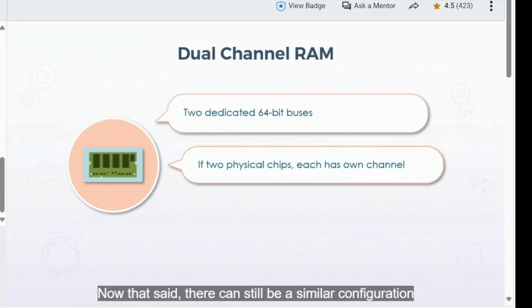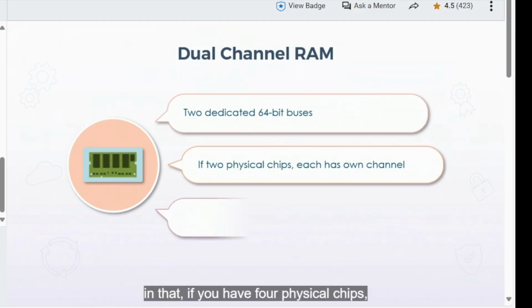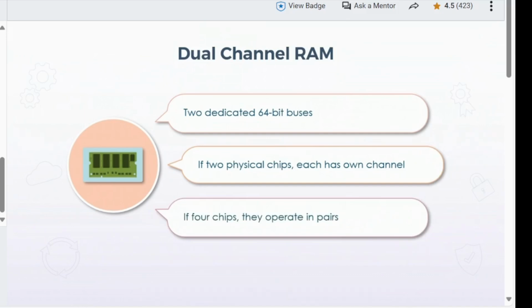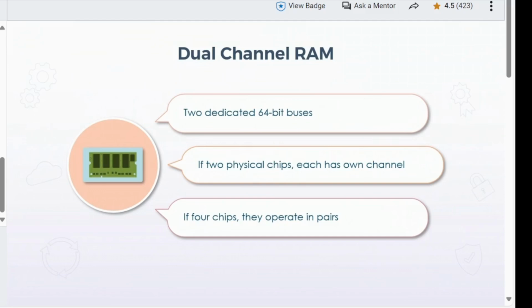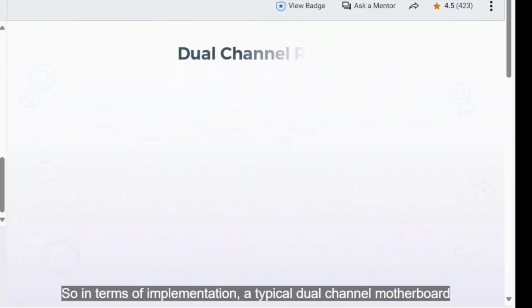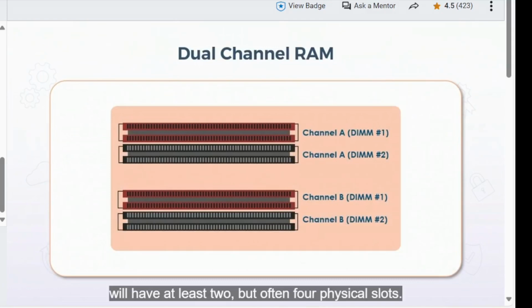Now, that said, there can still be a similar configuration to single-channel RAM, in that if you have four physical chips, then two chips will operate in pairs, and each pair will still share their respective channel, but you still have twice as many channels to use. So in terms of implementation, a typical dual-channel motherboard will have at least two, but often four physical slots.